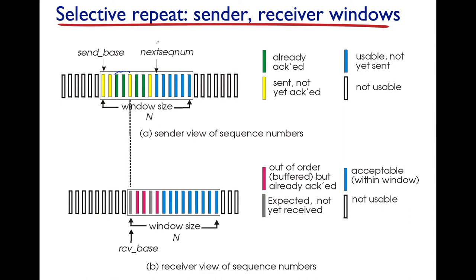And so someone could call RDT send from above, an application, and then get that sequence number, and then the next one, the next one, and so forth. And so this is the sender's view of sequence numbers. Let's look at the receiver's view of sequence numbers.